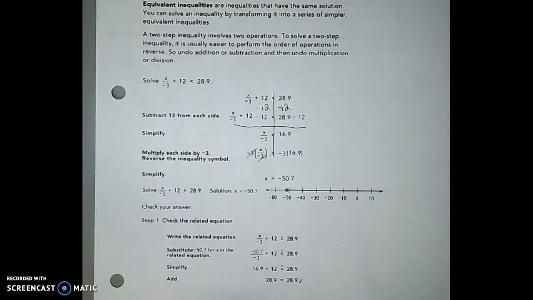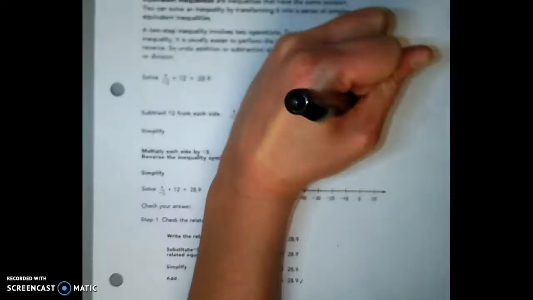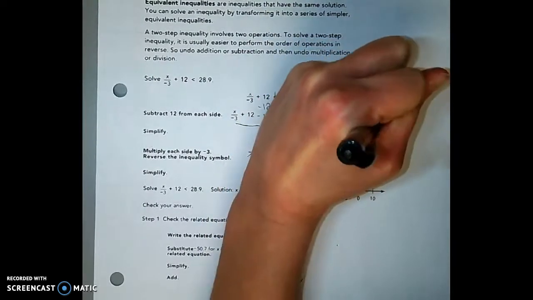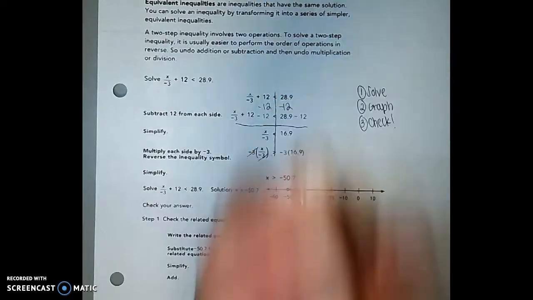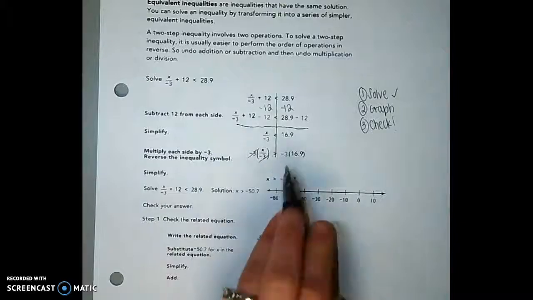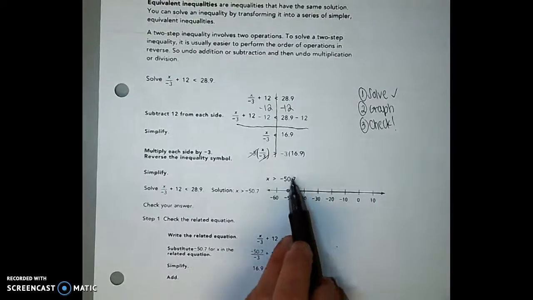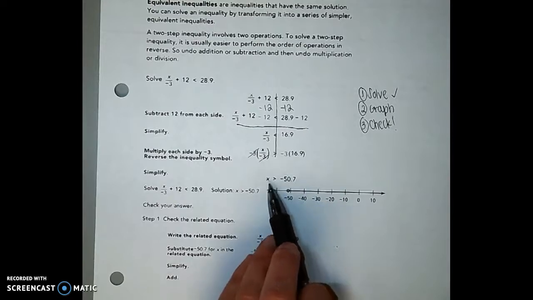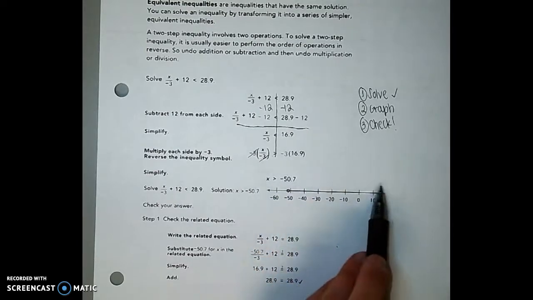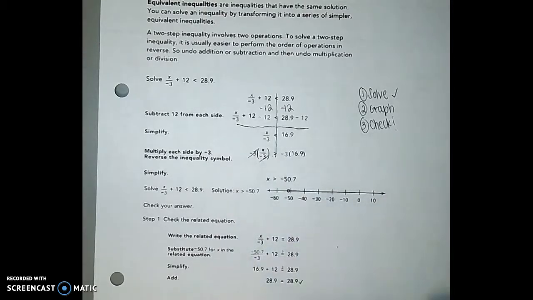Now just like we've been talking about the past couple of days, we first solve, second we graph, and then third we check. We check our answers. So far they have solved it, and now we're ready to graph. Now I see that I have a greater than sign, which means that I'm going to have an open circle on negative 50.7, and notice that it says x is greater than negative 50.7. The values that are bigger than negative 50.7 are to the right. So we draw an open circle on negative 50.7 pointing to the right.